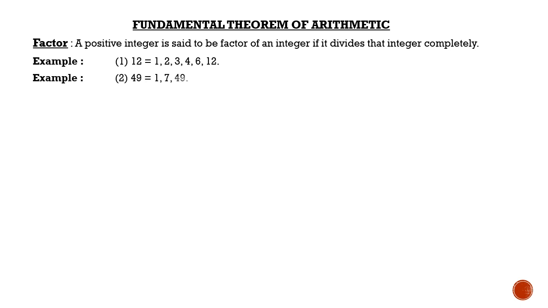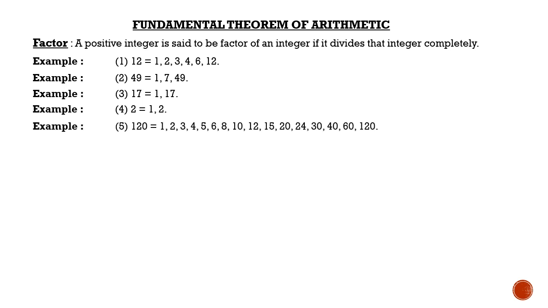Next example, 49. If we take 49, you can see that 1 divides 49. The next number which divides 49 is 7, since 7 sevens are 49, and then 49 itself. Third example, 17. There are only two positive integers which divide 17, that is 1 and 17 only. Fourth example, if we take 2, again there are only two positive integers, 1 and 2, which divide 2.